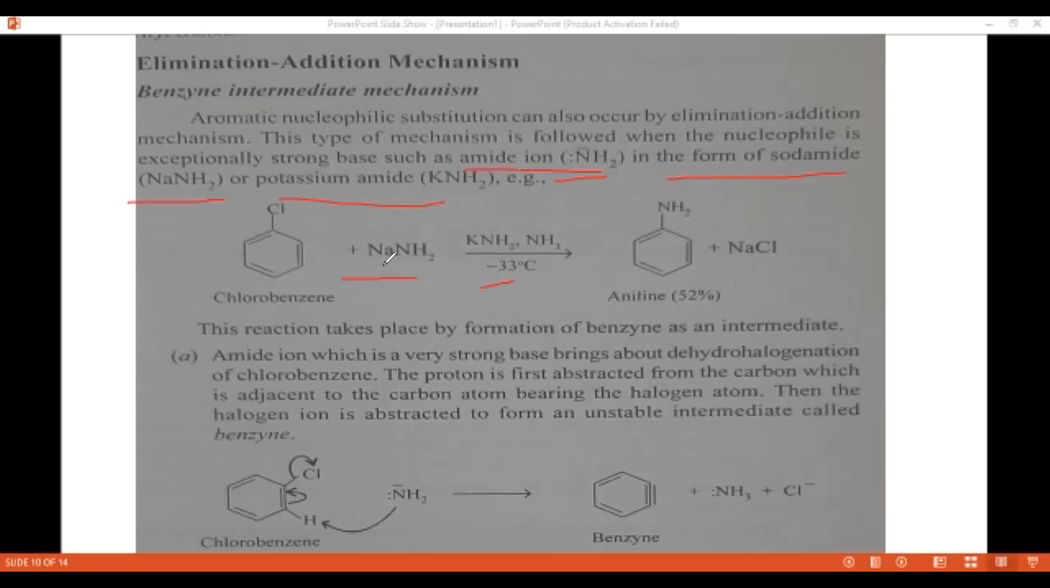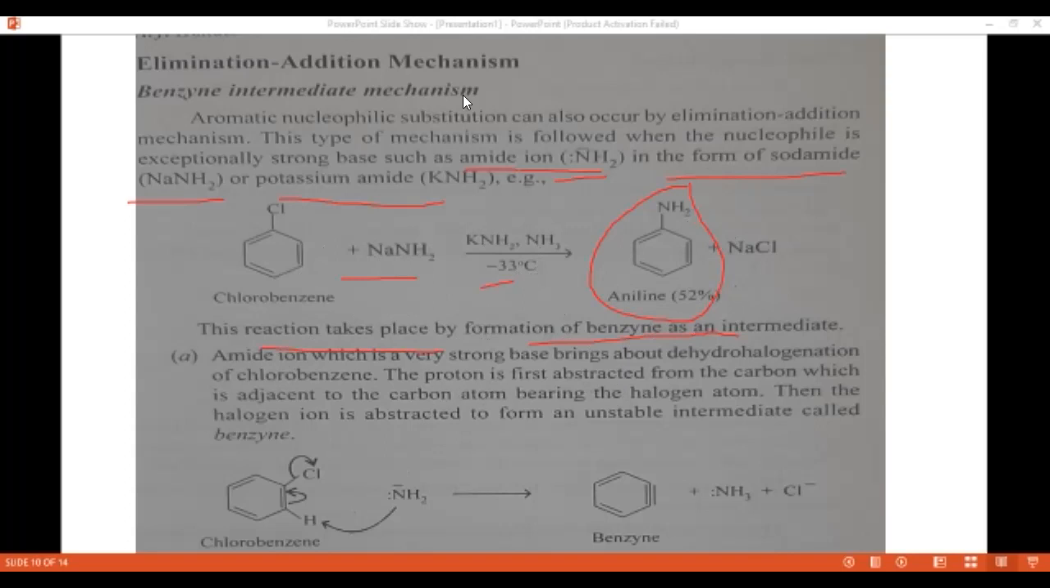Chlorobenzene reacts with sodamide or potassium amide in liquid ammonia at minus 33 degrees Celsius, giving aniline plus sodium chloride. This reaction takes place by the formation of benzyne as an intermediate.